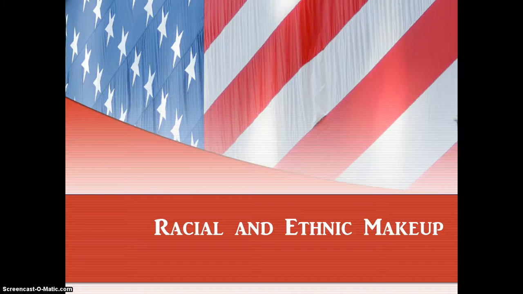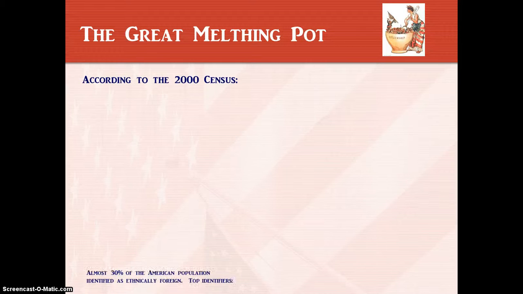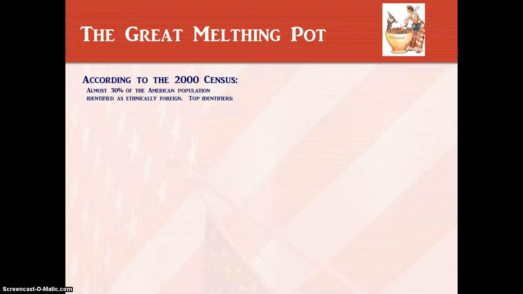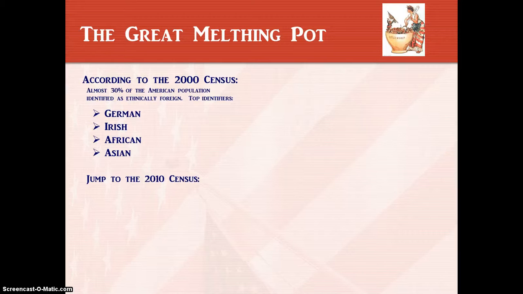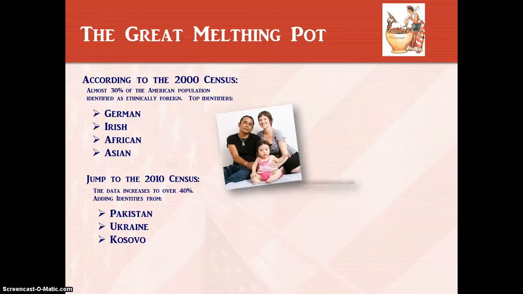Racial and ethnic makeup. The Great Melting Pot. According to the 2000 census, almost 30% of the American population identifies as ethnically foreign. These identities include German, Irish, African, Asian. But as we jump to the 2010 census, we see that that data has increased to 40% of the American population identifying with foreign heritage. The increase coming through countries such as Pakistan, Ukraine, and Kosovo.